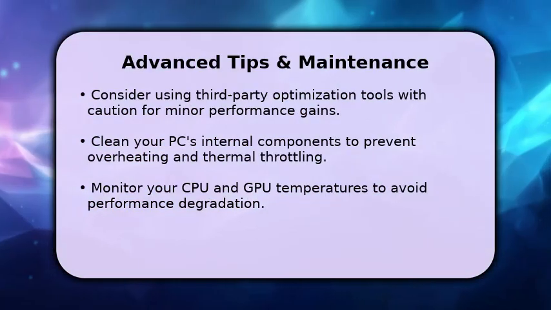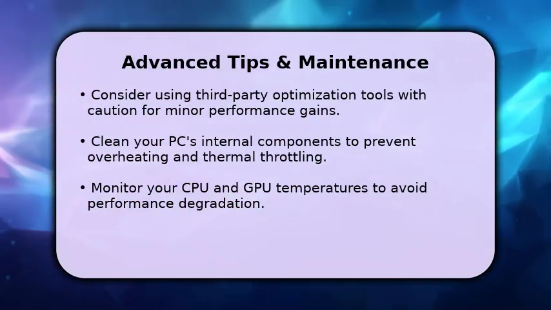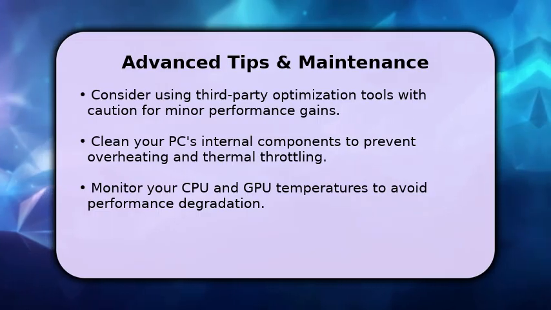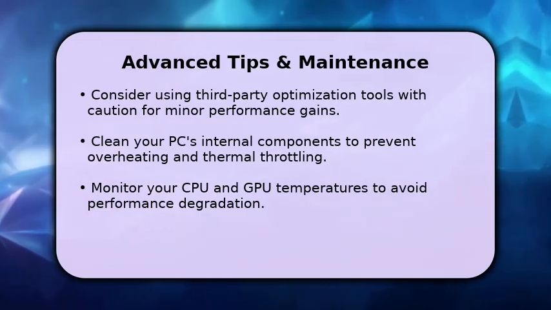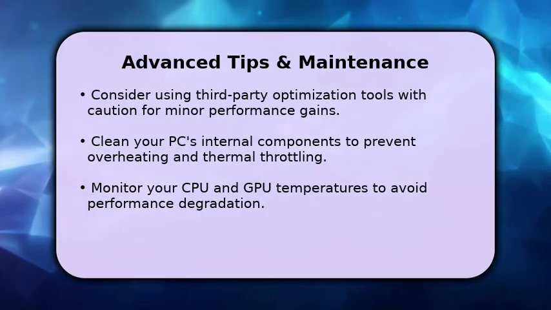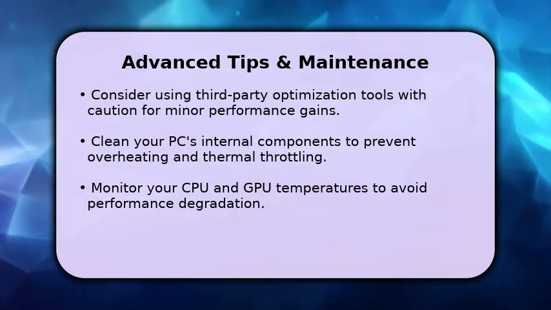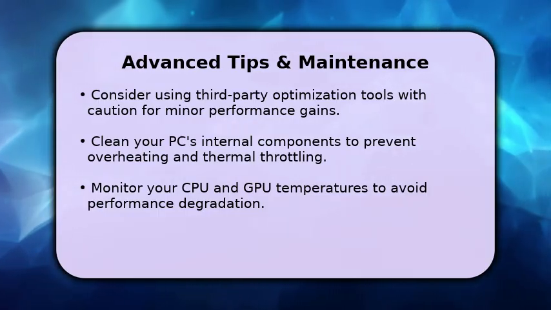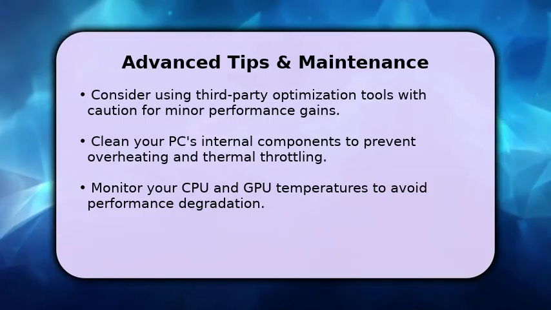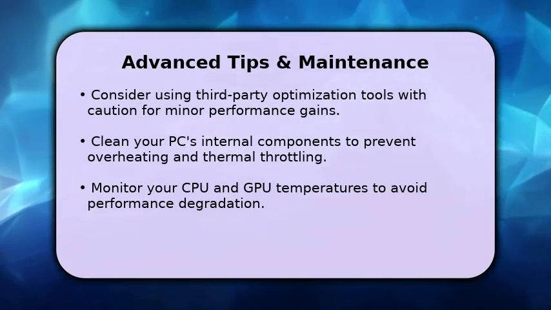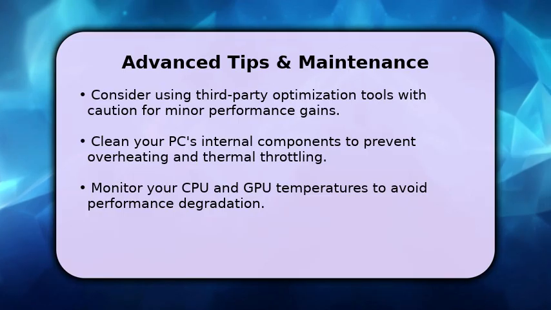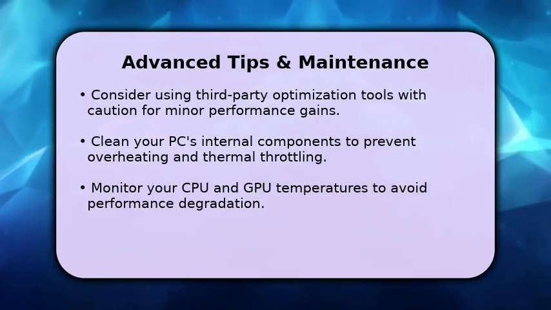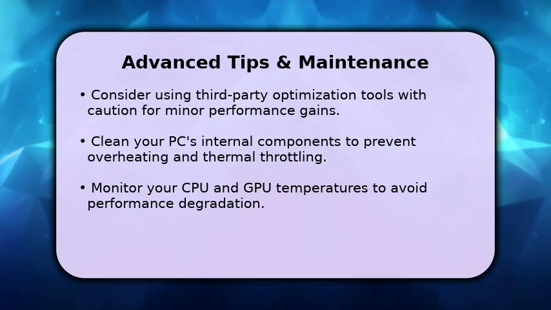For advanced users, consider third-party optimization tools, but use them carefully as they can sometimes cause instability. Physically clean your computer's internal components, especially fans and heatsinks, to prevent overheating. Overheating can lead to thermal throttling, which reduces performance. Regularly monitor your CPU and GPU temperatures using monitoring software to ensure they stay within safe operating limits for consistent gaming performance. This proactive maintenance is key.